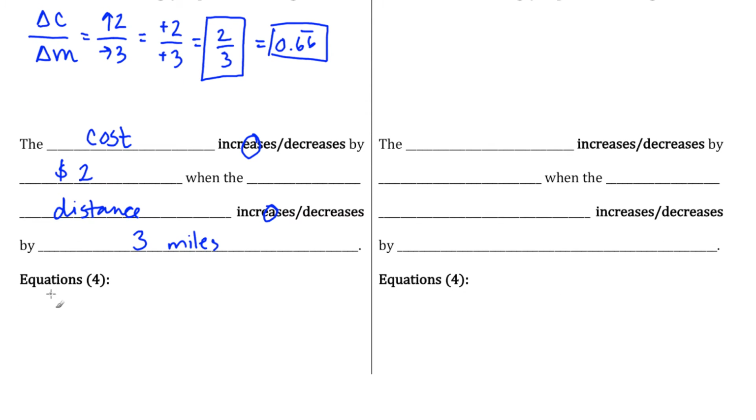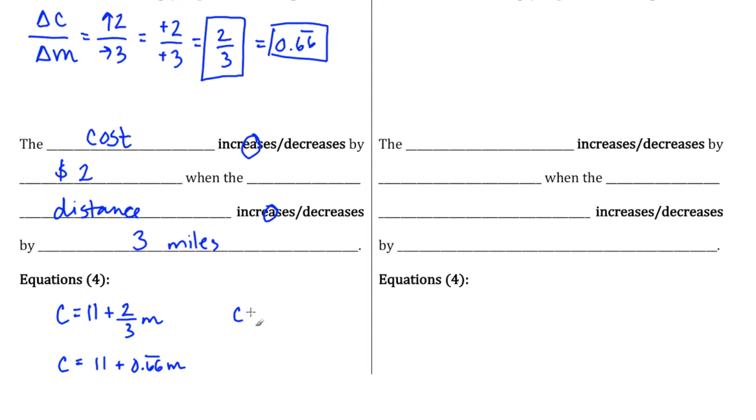Now my equations. My dependent variable, the one I care about, is the cost. The cost starts off at $11, and it increases by 2/3 of a dollar every mile. Or we could say the cost started at $11 and it increased 0.66 dollars per mile. Those are our first two. But normally we don't write it like this.